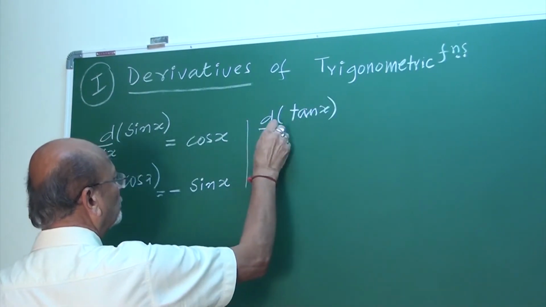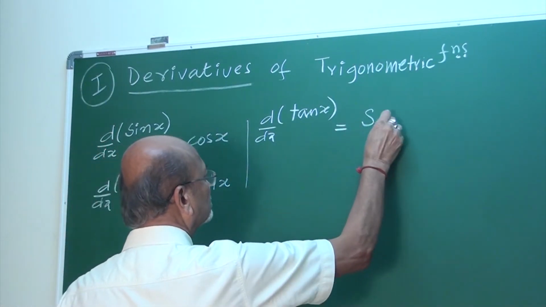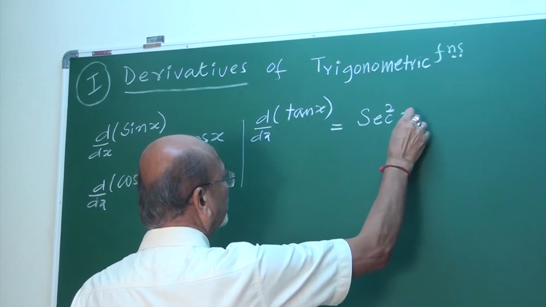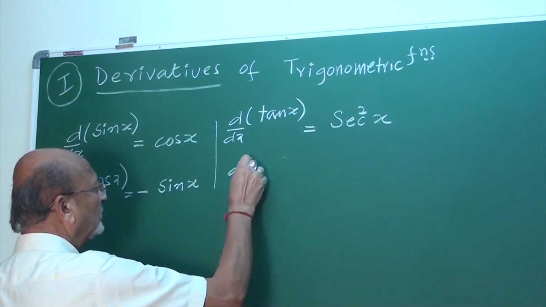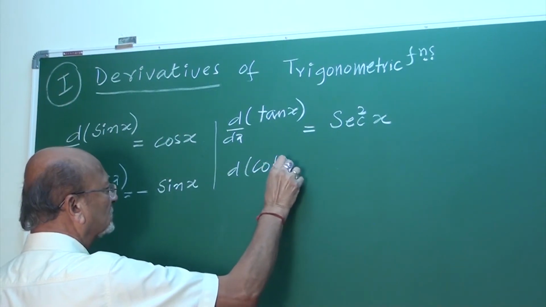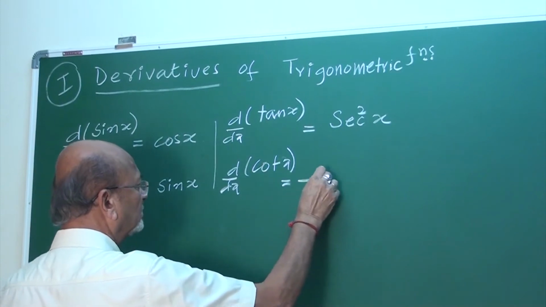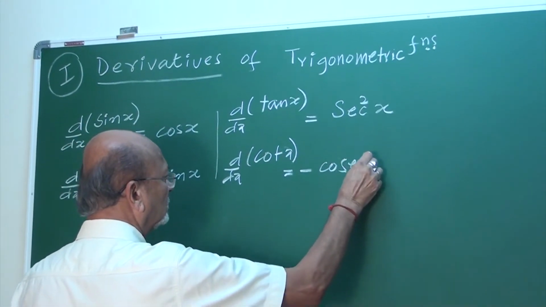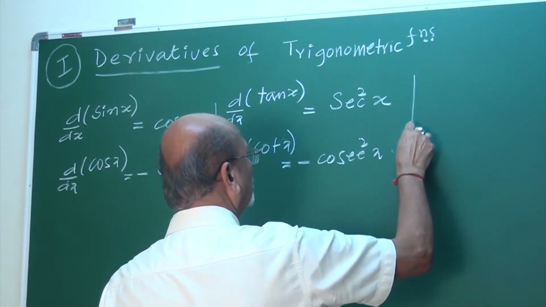The derivative of tan x with respect to x is sec square x. Tan and sec are always related. The derivative of cot x with respect to x is minus cosec square x. This is the second pair.